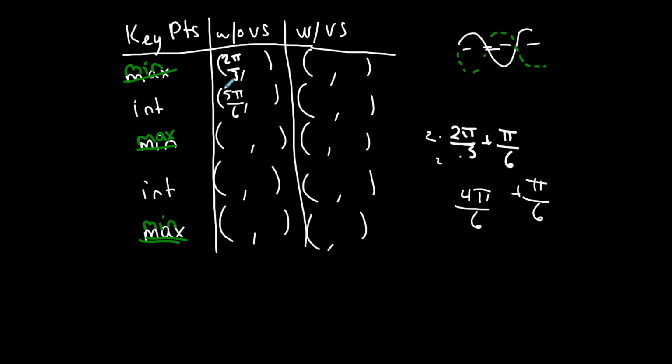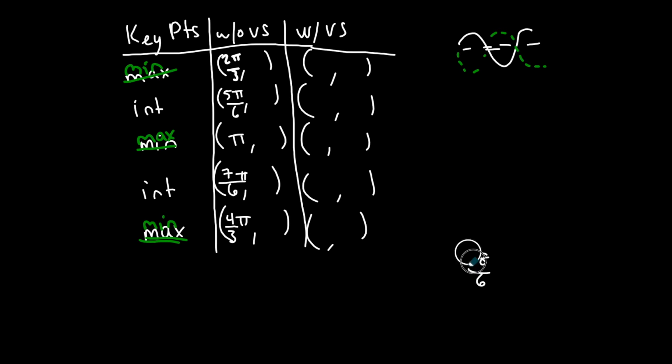5 pi over 6. 5 6 plus 1 6 is 6 6 pi. 6 over 6 plus 1 over 6 is 7 over 6 pi. 7 over 6 plus 1 over 6 is 8 over 6, which you must simplify. 4 over 3 pi. Right? I'm adding each of these, adding pi over 6 to get to the next one.